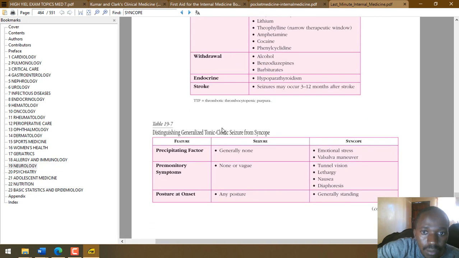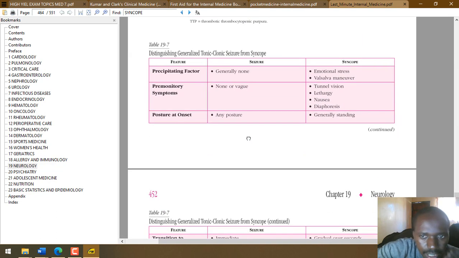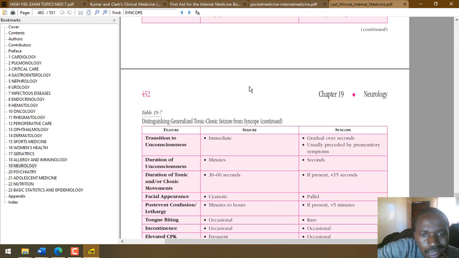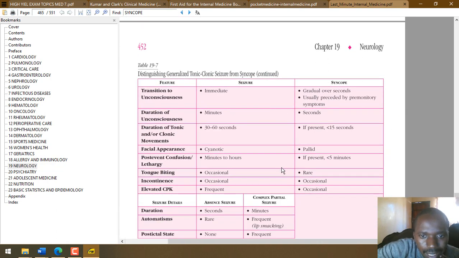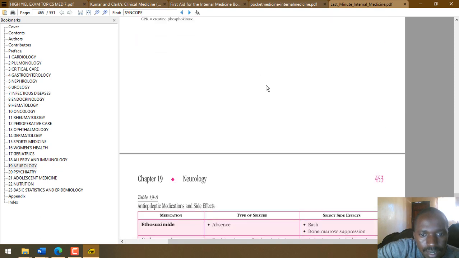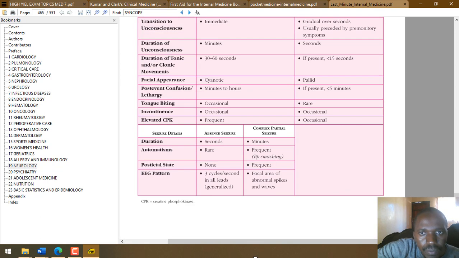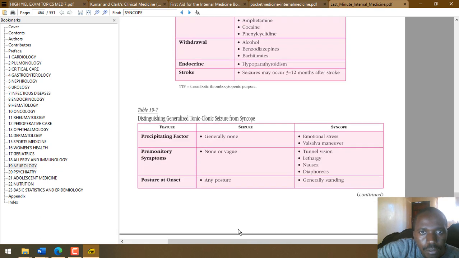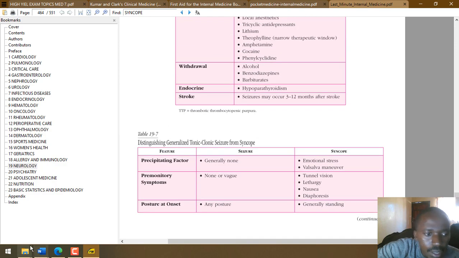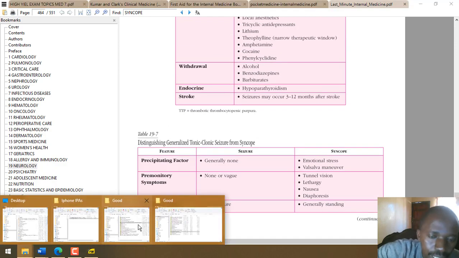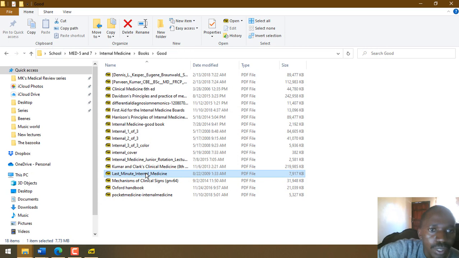Okay, here, distinguishing between, this is generalized tonic-clonic seizure, so it may not be as useful, but we may actually add this table. It seems like we can use this table here. It can be very, very useful, so we'll leave this here because I'm just arranging the work before we actually start going through the material together.